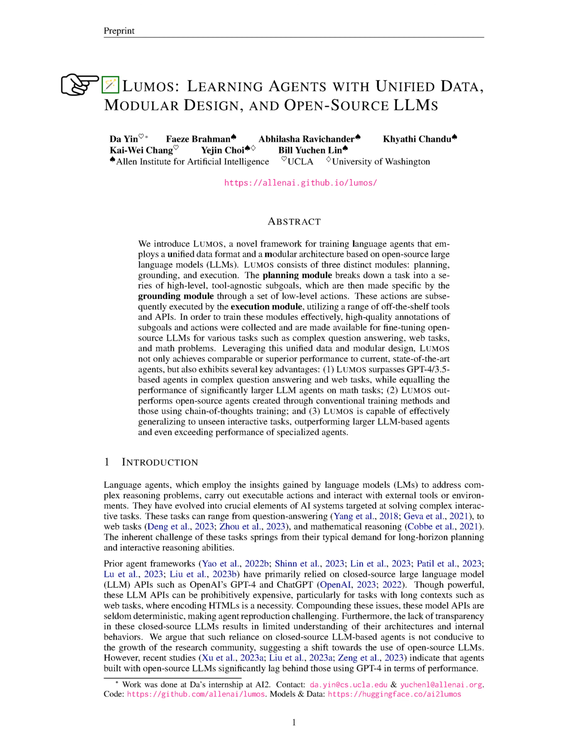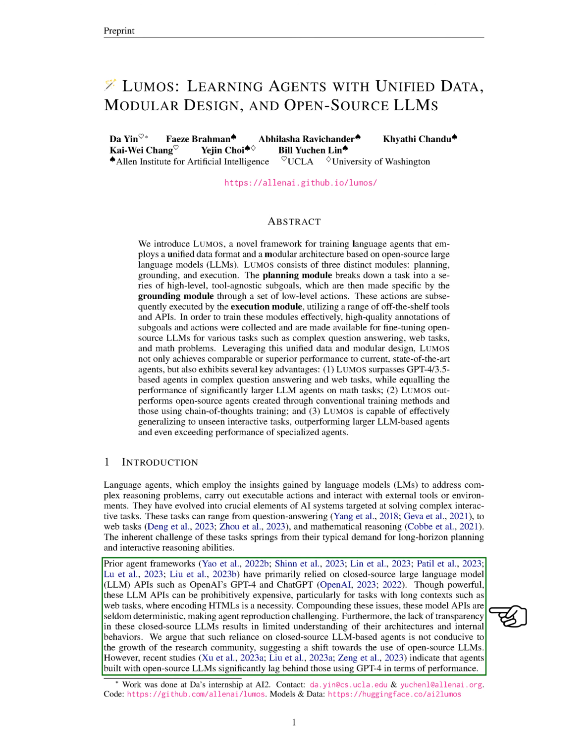Introduction. We're here to talk about language agents, which are essentially AI systems that use language models to solve complex reasoning problems. These agents can perform actions, interact with external tools, and are crucial for tackling interactive tasks like answering questions, browsing the web, or solving mathematical problems. These tasks are challenging because they often require long-term planning and interactive reasoning.